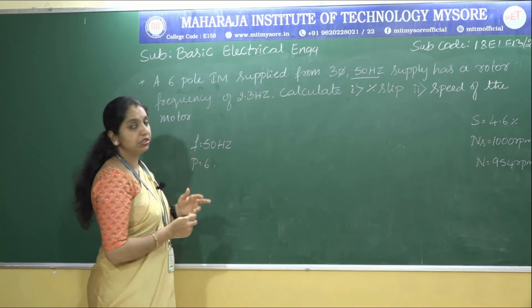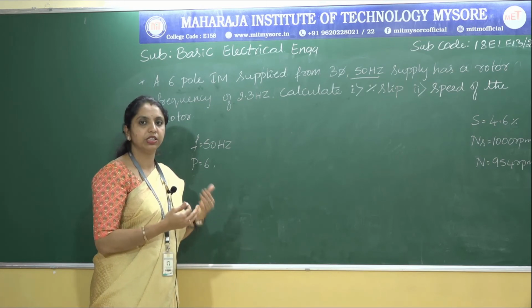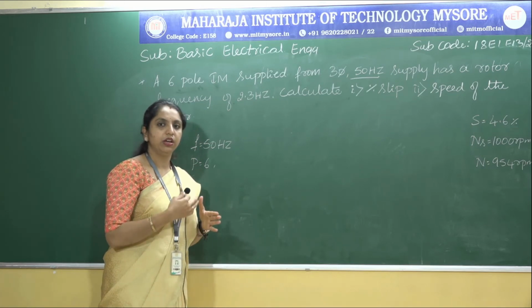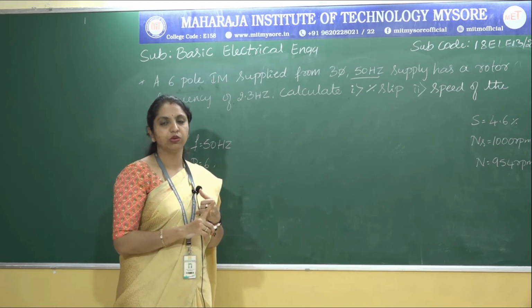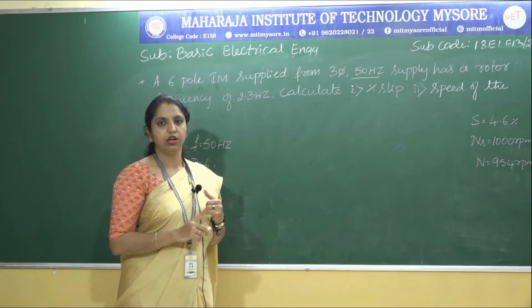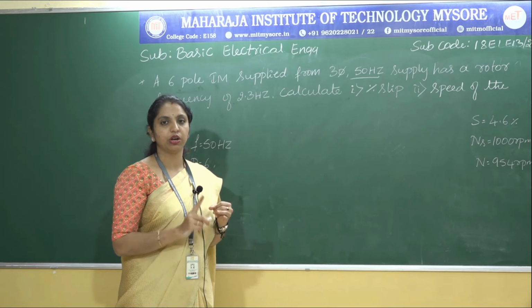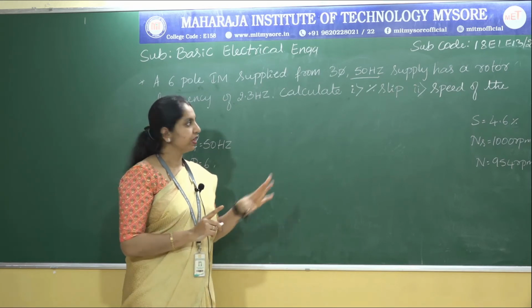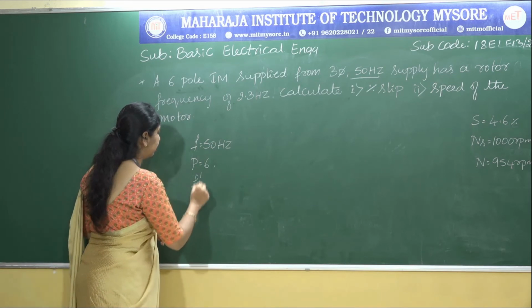It has a rotor frequency. So what is rotor frequency? Rotor frequency is f dash. As I have already indicated, N and f dash are the values related to the rotor, and f and Ns are the values related to the rotating magnetic field. So here the rotor frequency is given. Rotor frequency is nothing but f dash.